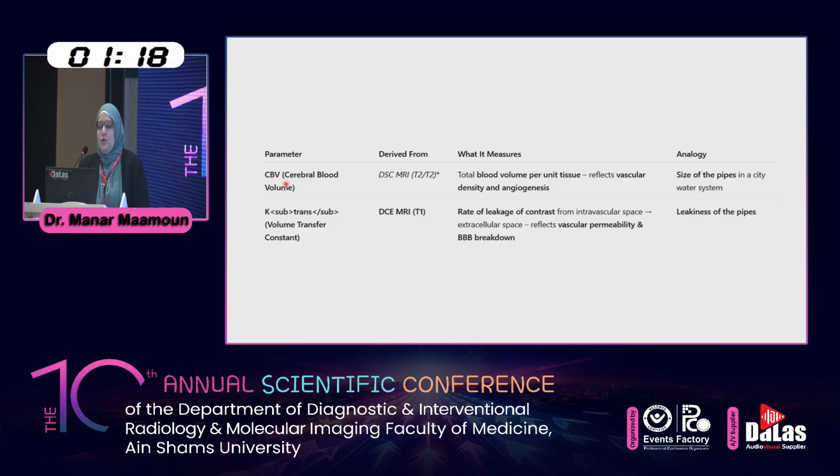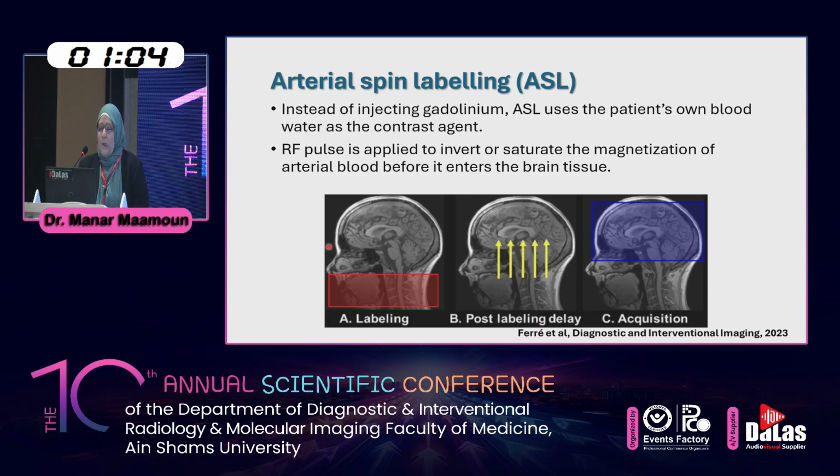And by this technique, we acquire the data of cerebral blood volume and cerebral blood flow, which represent the density and size of vessels, while with the other technique, we acquire the K-trans value, which shows how leaky they are.